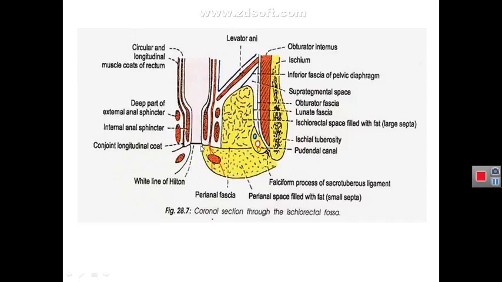If we want to revise the anatomy of the anal canal, you can see that the anal canal is surrounded in its upper two-thirds by a sphincter called the internal anal sphincter, while the whole anal canal is surrounded by the external anal sphincter that is divided into three parts: the deep part, the superficial part, and the subcutaneous part of the external sphincter. And you can see here the so-called white line of Hilton, which lies at the junction of the upper two-thirds and the lower one-third of the anal canal, or at the junction of the superficial and deep external anal sphincter. In between the internal anal sphincter and the external anal sphincter, you may find this conjoint longitudinal coat here and there.